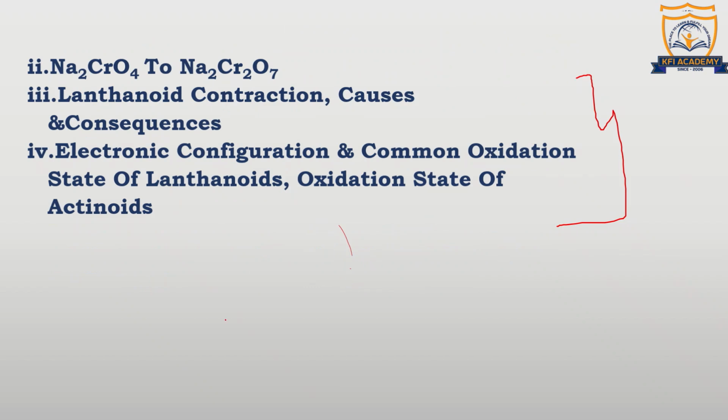Lanthanide contraction is due to imperfect shielding of 4f electrons. Actinide contraction is due to imperfect shielding of 5f electrons. So that is the main reason behind this: 4f and 5f electrons and imperfect shielding. That is the reason behind lanthanide and actinide contraction and the consequences. The most repeated question: zirconium, hafnium and mercury have similar atomic size. Why? Because of lanthanide contraction. And the common oxidation state of lanthanides is plus 3. And what is the oxidation state of actinides? Like that we can expect questions from these topics.